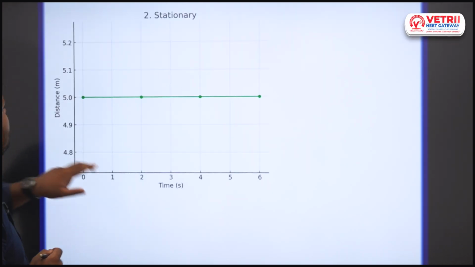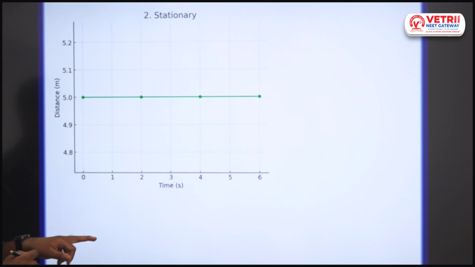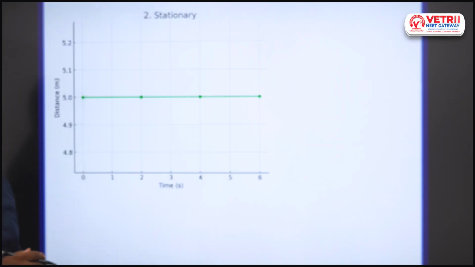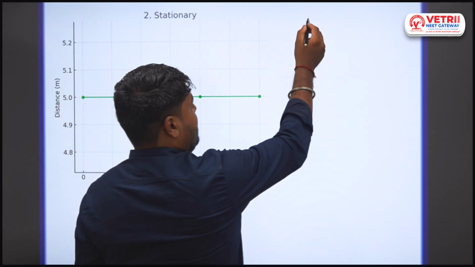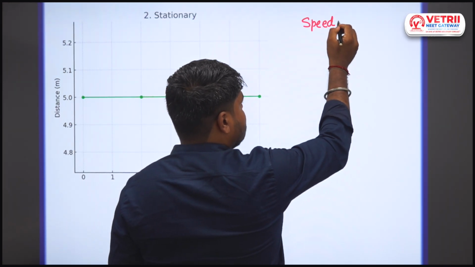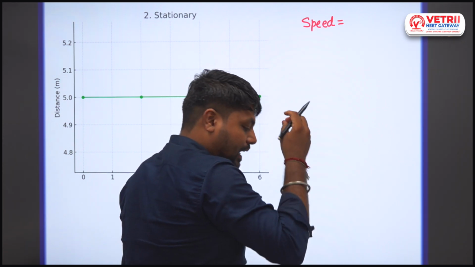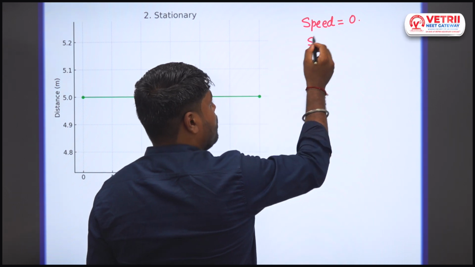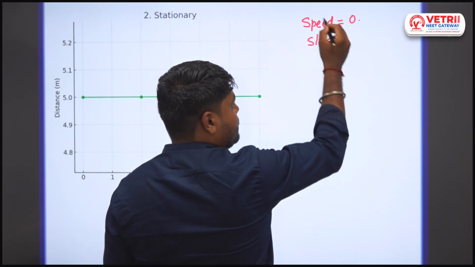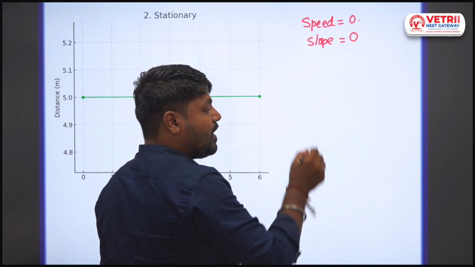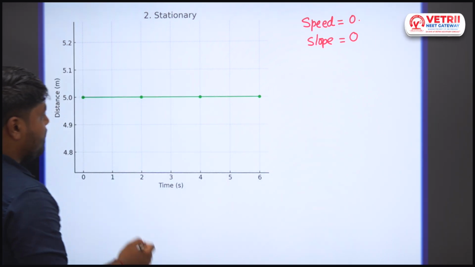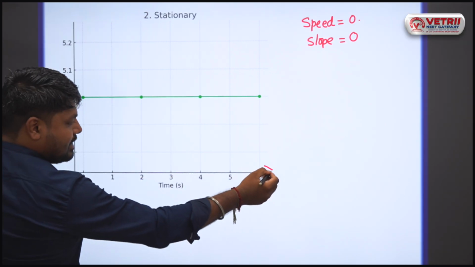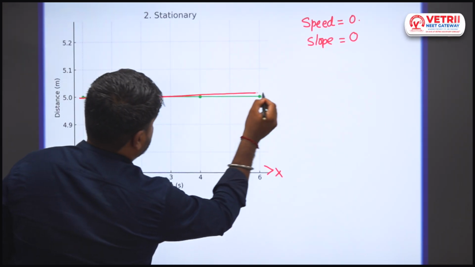For stationary, when an object is stationary, how does the graph look? When a body is in a stationary position, at rest position, the speed should be 0. What is speed in distance time graph? Slope is the speed. So slope should also be 0. So for which diagram will the slope be 0? I have already told you, when you draw the graph parallel to the x-axis, the slope is 0.